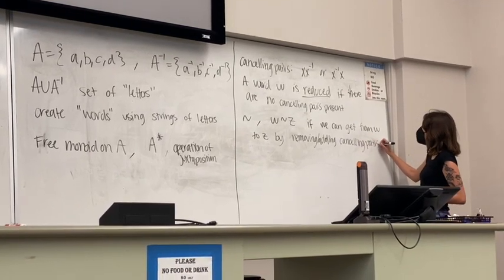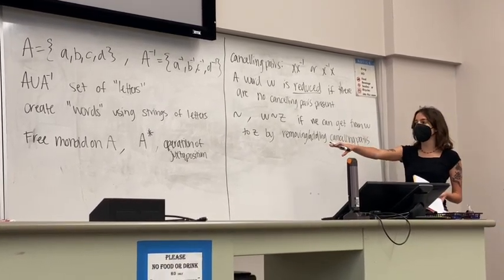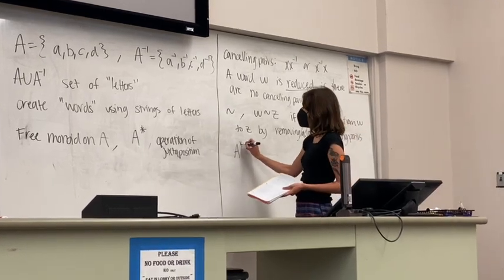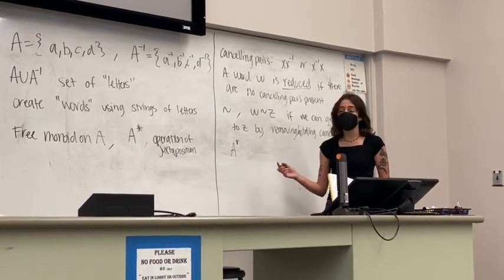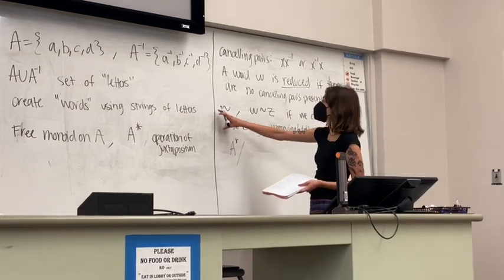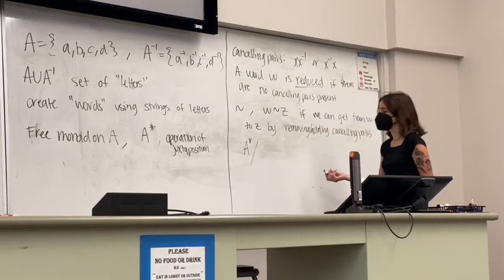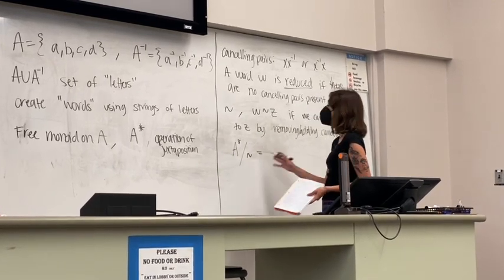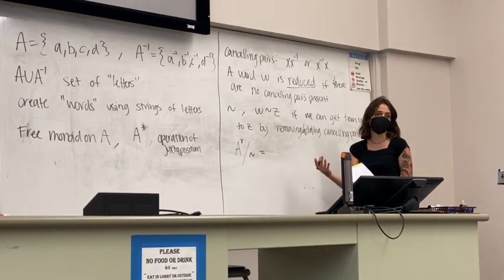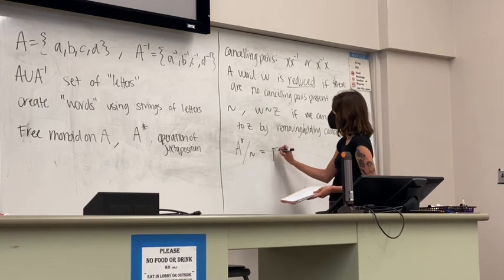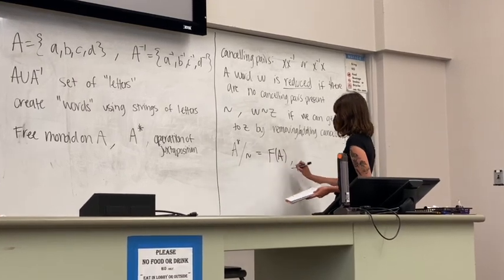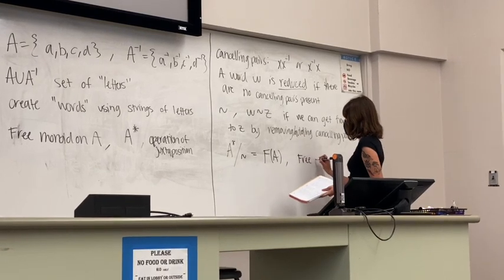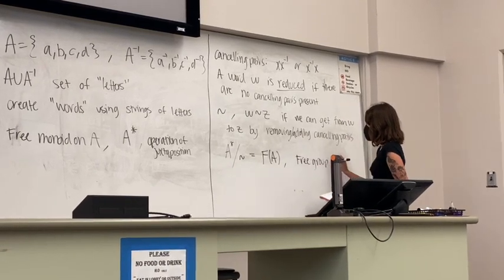And so once we take this set A star, the free monoid on A, and we quotient out by our relation tilde, which can be shown is in fact an equivalence relation, then we finally have a group where we actually have inverses now. And so this group is called F of A, which is read as the free group on A.